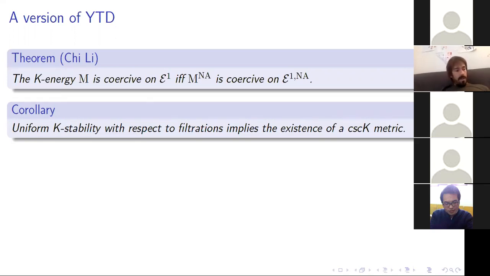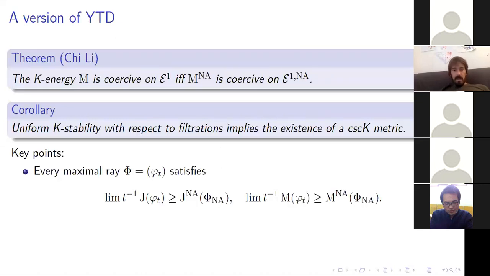Okay, and so just to conclude, let me give you a few ideas of what's in this recent progress by Chile. So the key points are, first of all, there is a typo here. So you start with a geodesic ray, capital phi, which is PSH as before, and you assume that the ray is maximal. Then you get the following two pieces of information.